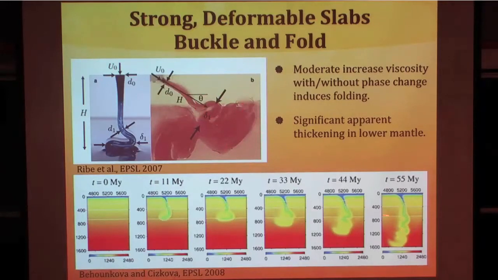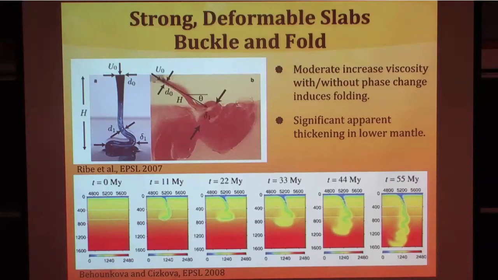And you can get this in numerical calculations as well. This is just an example from Bahunkova and Siskova. This is their initial condition. Here's 11 million years. 22 million years, you see this buckling. Here they've had multiple buckles, and then it opens up a little bit, and the folding is not as tight. And here's what this part here, right, was up here before. And then it can keep going. And so the amplitude of folding changes in time.